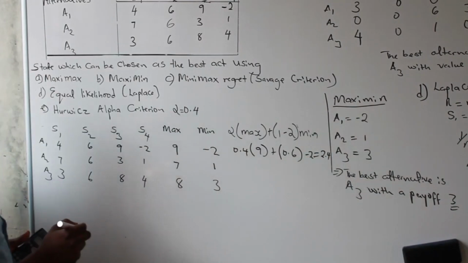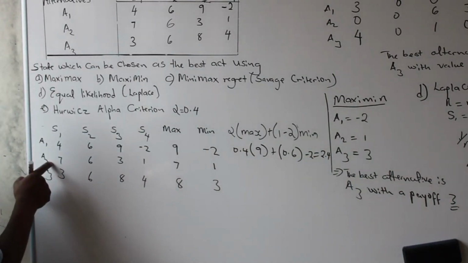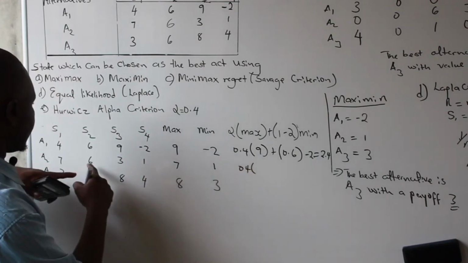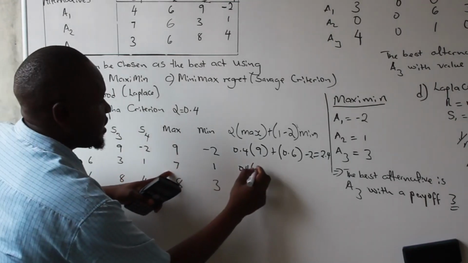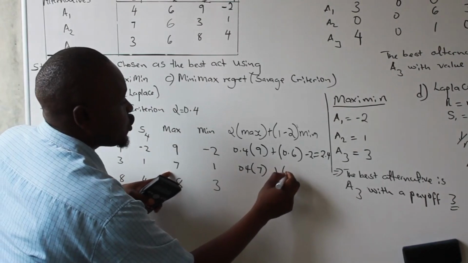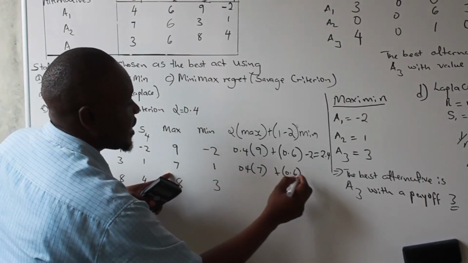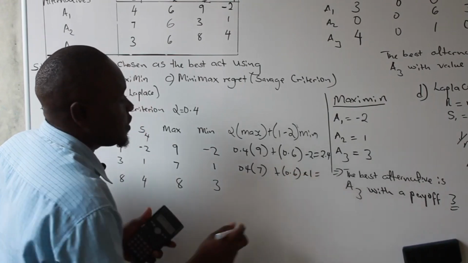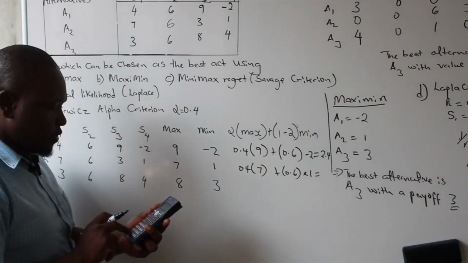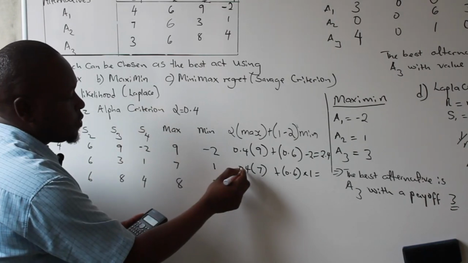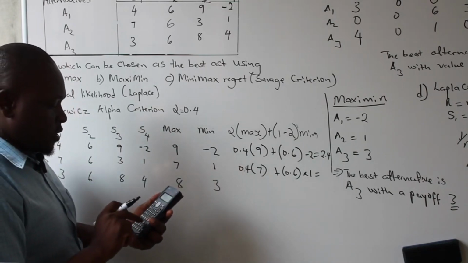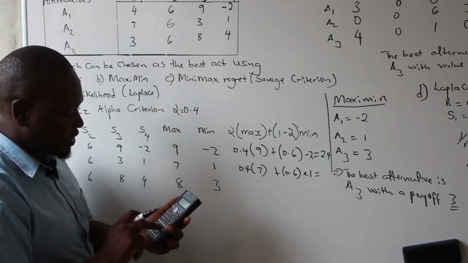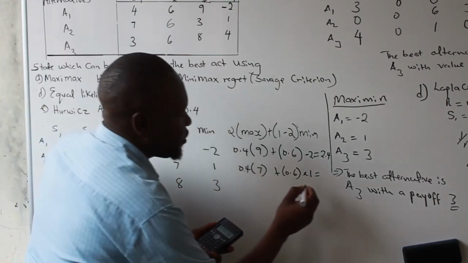Here it will be 2.4. Then you come here, the same 0.4, the maximum value there is 7, plus 0.6, the minimum value there is 1. You multiply times 1, what do you get? It will be 0.4 times 7 plus 0.6 times 1, you get 3.4.